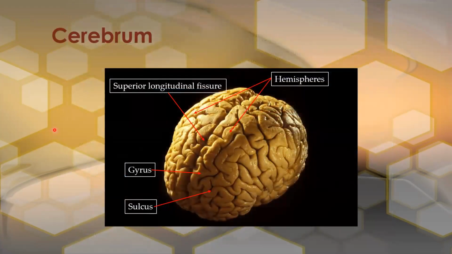A little bit about the gross anatomy of the cerebrum. This is the cerebrum. The human brain has 2 hemispheres: the right cerebral hemisphere and the left cerebral hemisphere. These 2 hemispheres are divided by the superior longitudinal fissure. This elevated structure is known as gyrus, and this is sulcus. Gyrus and sulcus.